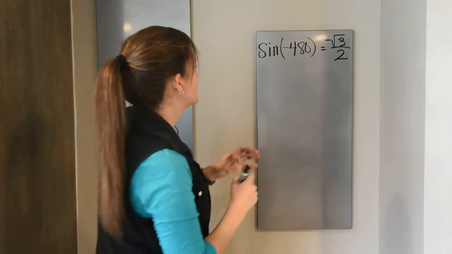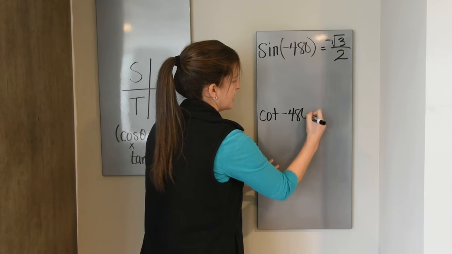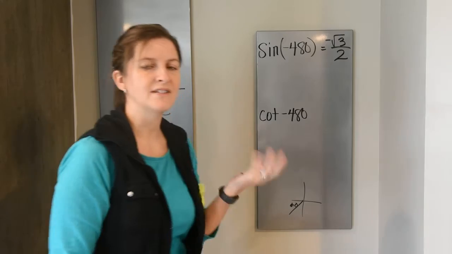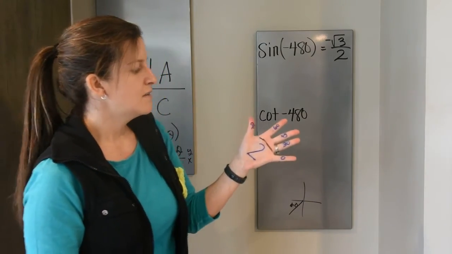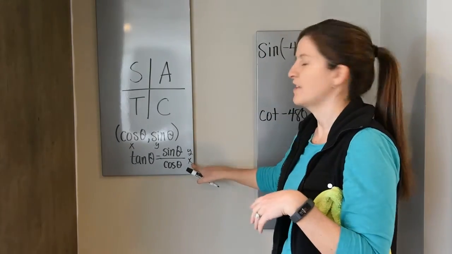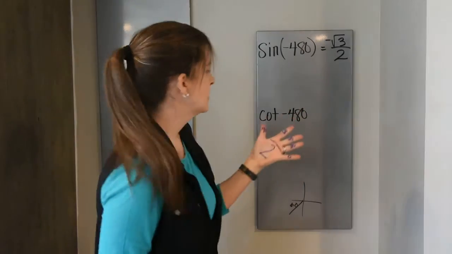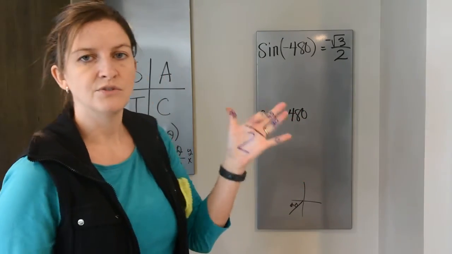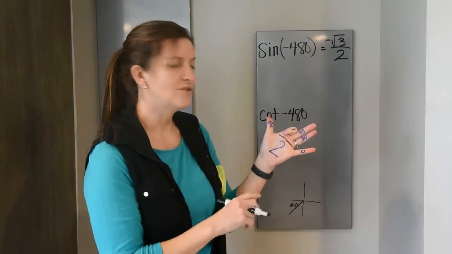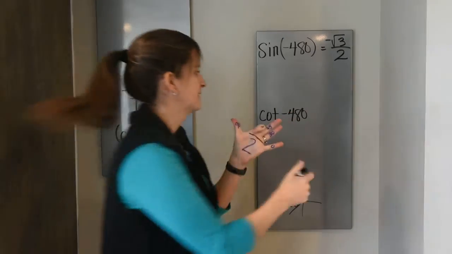All right. Now, let's change it up a bit. Let's find the cotangent of negative 480. So again, I'm down here and my reference angle is still 60. So if I find the cotangent, we know tangent is y over x, so cotangent is x over y. Okay, so 60 is the one you pull down. Okay, and then we do x over y because it's cotangent.